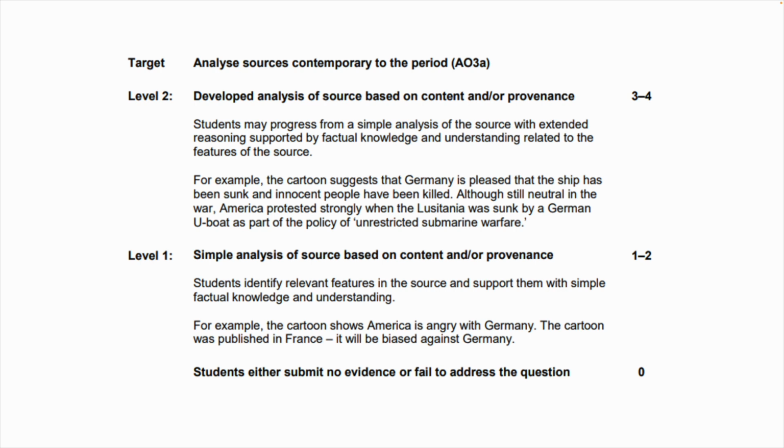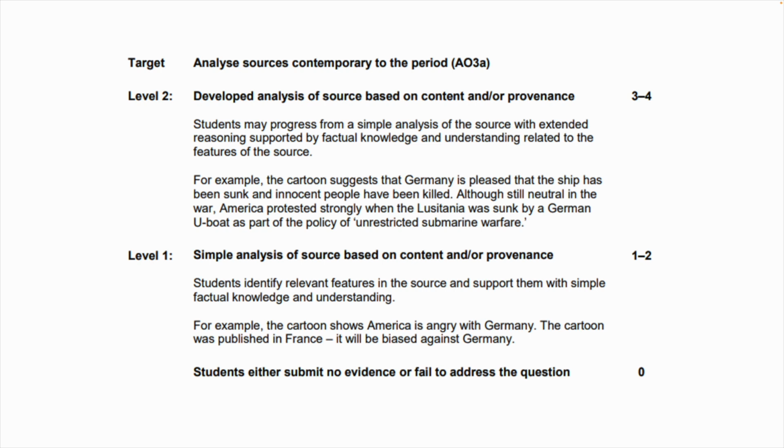Well, there's only 2 levels here, so it's very, very basic. There's a difference between simple and developed. As we can see from the mark scheme, a simple piece of analysis would be that the cartoon shows America is angry with Germany because it was published in France, so it's going to be biased. So it's not incorrect, but there's not really a great deal of substance to that. So that's not going to help you get out of level 1.